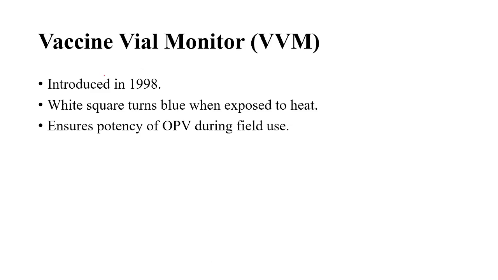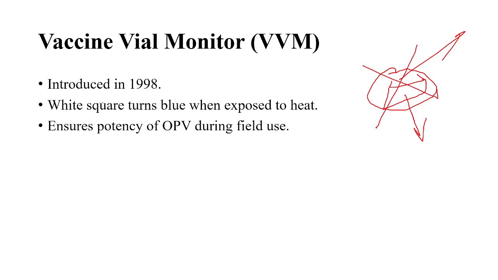Next, I have the vaccine vial monitor. It was a white square. See, this is the vial monitor, and we had a square inside it. This was purple, and this was white. When this became purple, the vaccine was unusable. This was the vial monitor, introduced in 1998. It was to ensure the potency of OPV during field use.